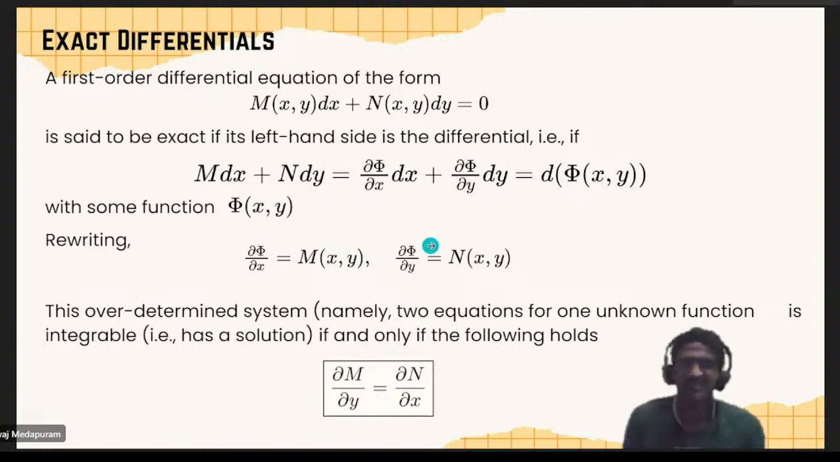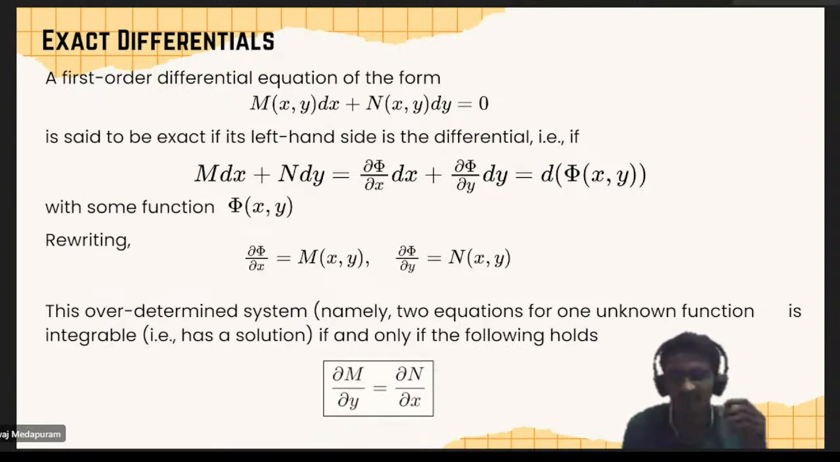These are essentially like two linear equations. Let us say we have two linear equations with just one variable. We have the variable as phi here. We know already the functions M and N. So we have two equations with one variable. Do you think a solution always exists for that? No. This is an overdetermined system. Namely, we have two equations with one unknown function, that is phi.